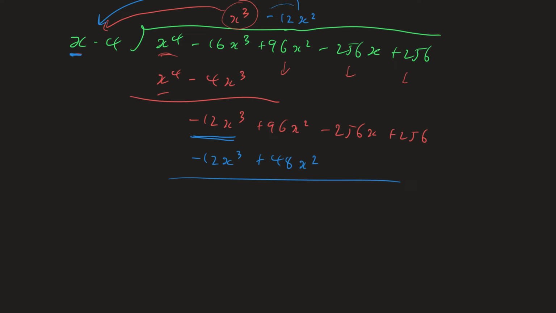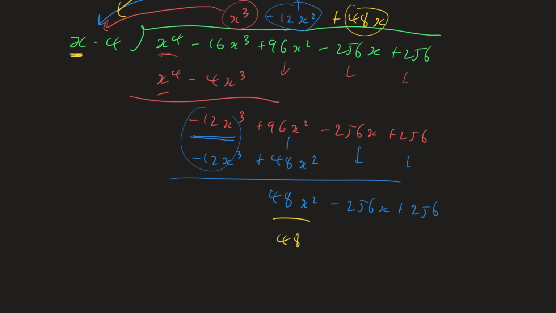We chose this coefficient here to make sure that the leading terms here cancel. They're equal to 0. 96x squared minus 48x squared gives us 48x squared, and all the other terms come down. Negative 256x plus 256. And we repeat again. How many times does x go into 48x squared? The answer is 48x. Do the multiplication.